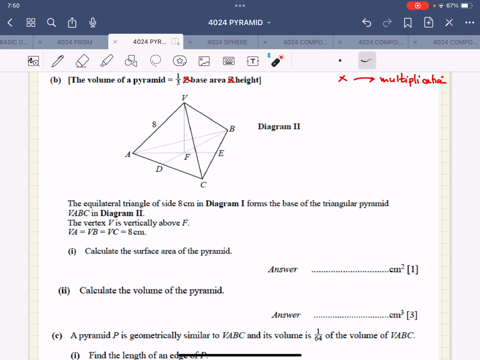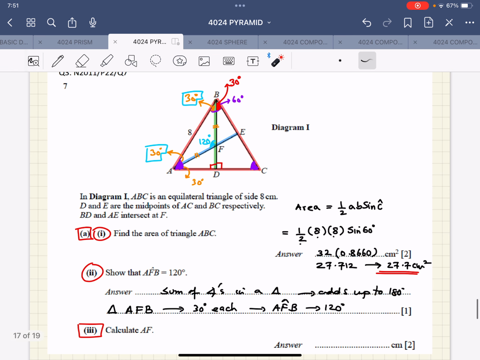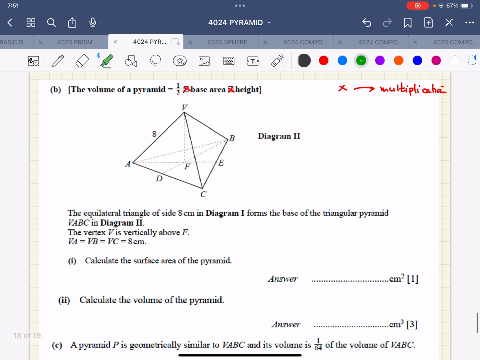And what else is there? And then it says VABC in diagram 2. Now we have how much? We have AC. Now let me first label it. We have AC as 8, we have this thing as 8, we have BC as 8. So let me first label it. So let me choose a red color. AC is 8, BC is 8, AB is 8.